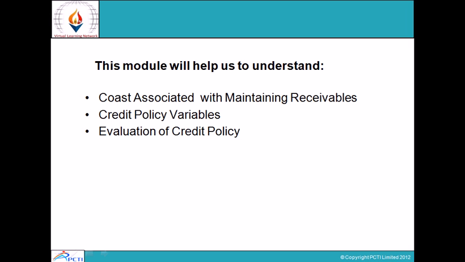This module will help us to understand the cost associated with maintaining receivables, credit policy variables, and evaluation of credit policy. Before we continue further, let me ask you, what do you understand by receivables? Assume you are running a manufacturing unit and in your accounts you see a word written as receivables. What comes to your mind when I say receivables? Yes, receivable is something that we have to receive.